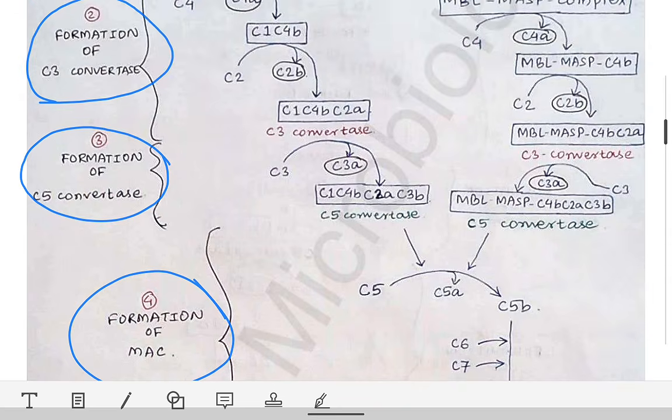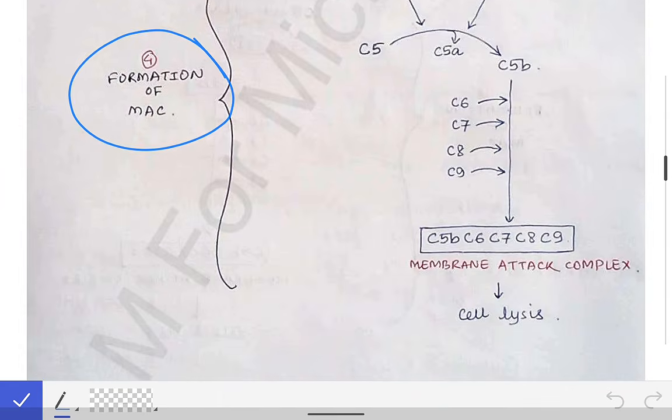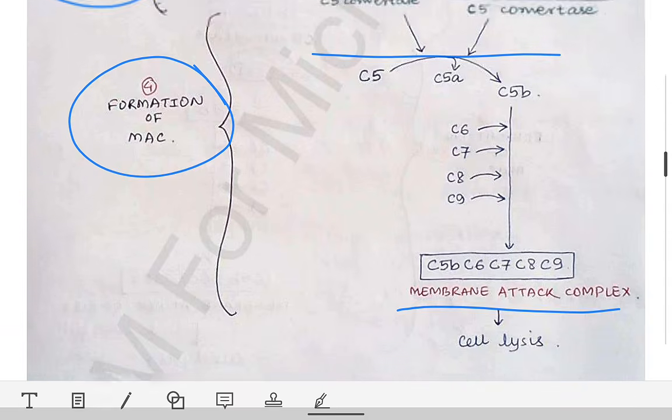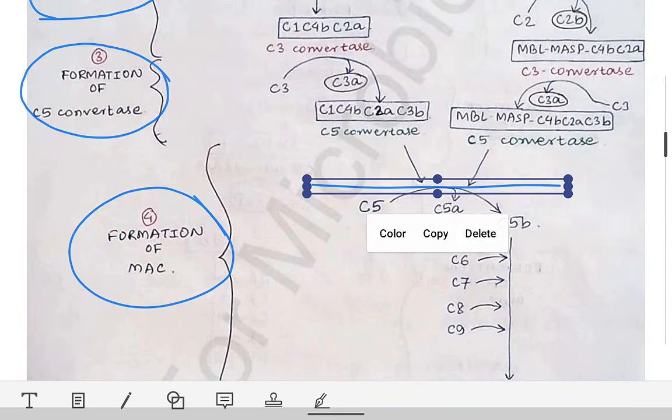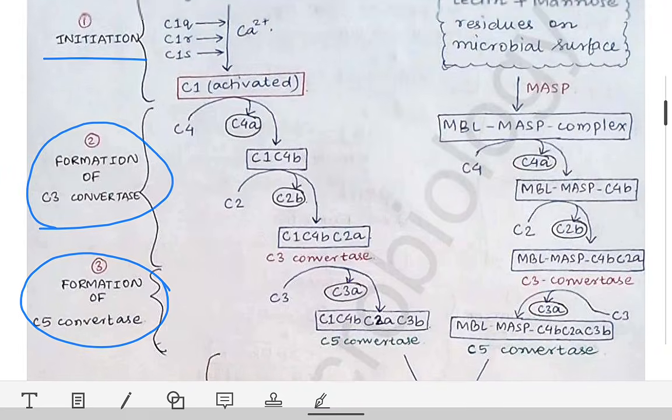Now we should also know that the final step of all the pathways, that is from C5 till the formation of the membrane attack complex, is similar in all the three pathways. So from C5 to membrane attack complex, the final stages in all the pathways of complement activation are similar to each other. The variation is only in the upper part of the complement activation pathways.